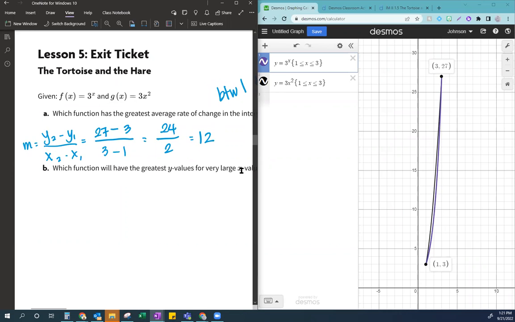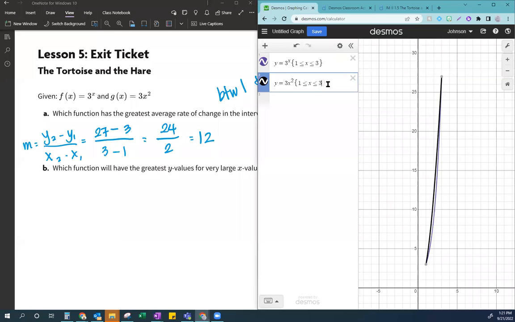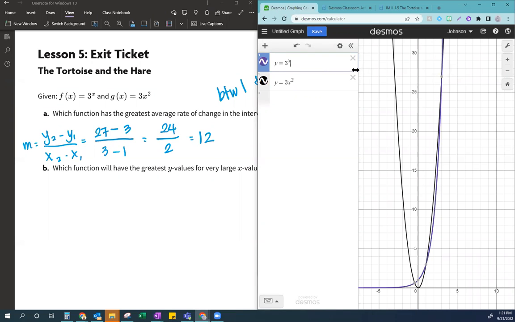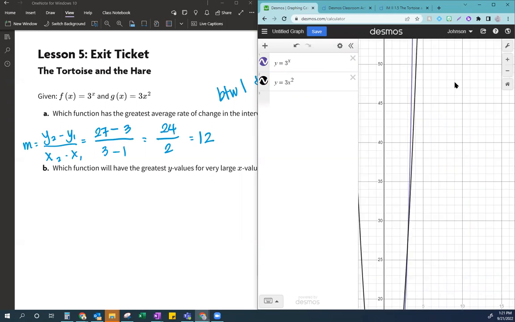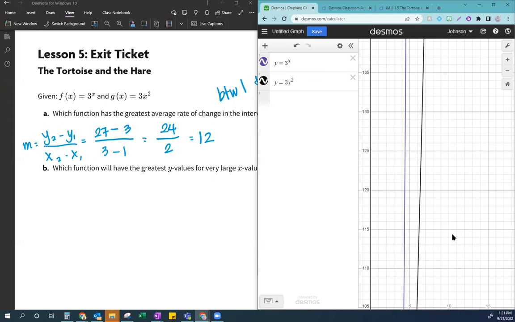Okay. This one says, which function will have the greatest y value for very large x values? So this is that same question that we just answered. And so here, that means I want to know what happens all the way to the right. So I'm going to take off my restrictions right here, and I want to look at what happens all the way to the right. You should begin to see who actually wins. Who wins, blue or black? In the chat, please. Yeah. So because blue wins, right?